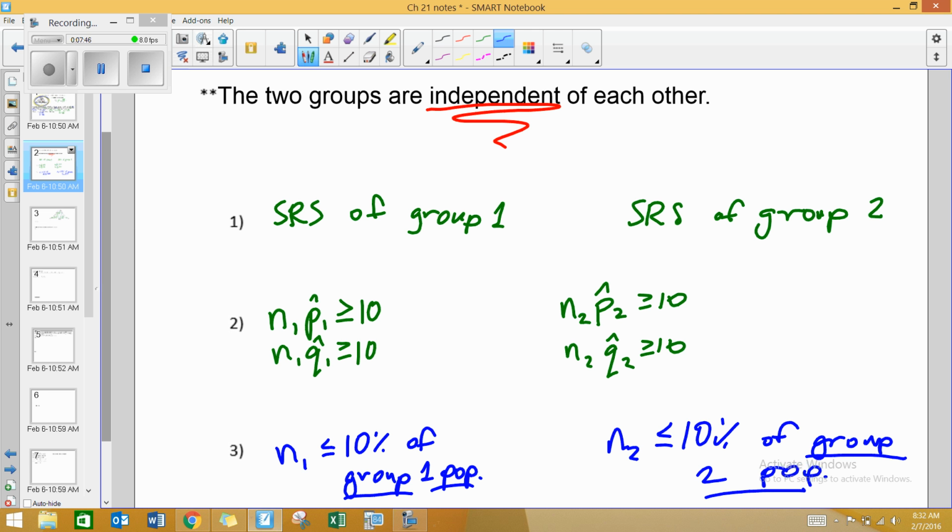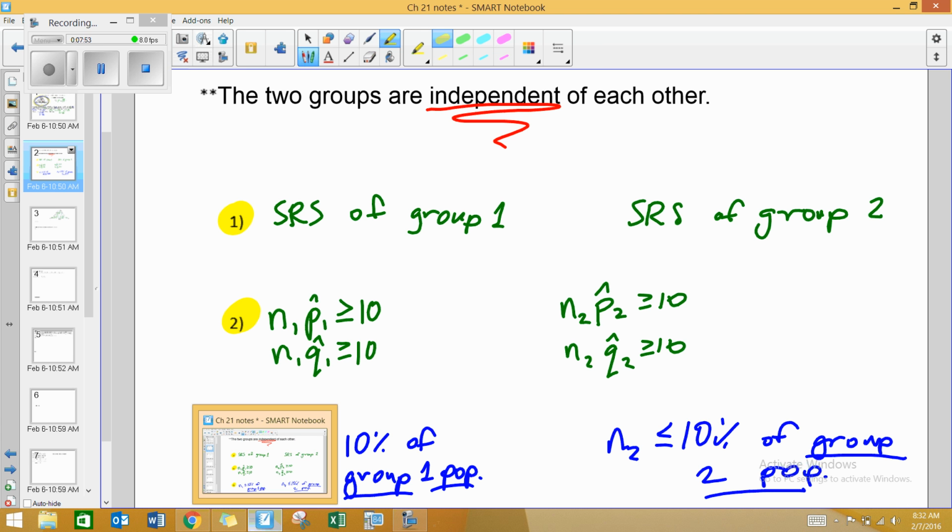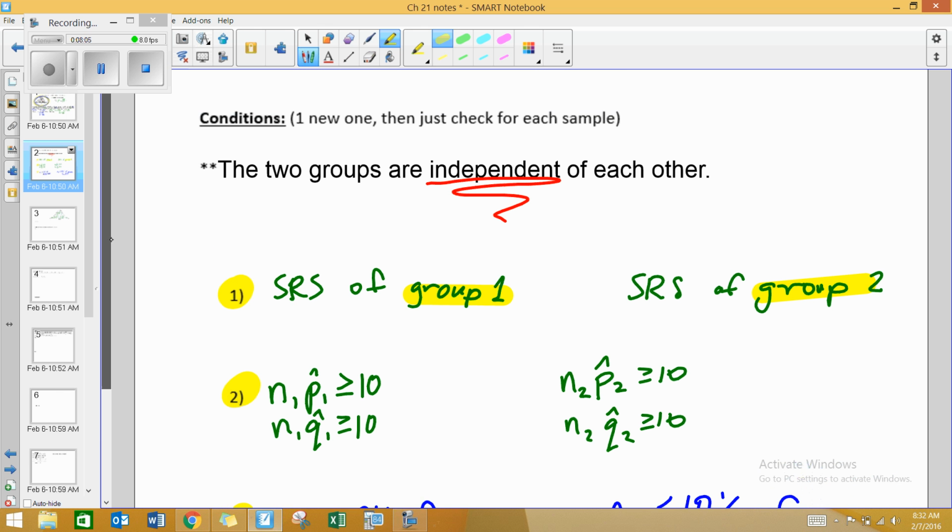So just to recap, these 3 conditions, 1, 2, 3, are identical to the ones we've seen before, but I have to do them twice. So I have to do them for group 1 and I have to do them for group 2. And then we just added this new one that I have to state the 2 groups are independent of each other. So no married couples, no brothers and sisters. And oftentimes in real life we can't check this, so it's typical to just say assume the 2 groups are independent of each other.